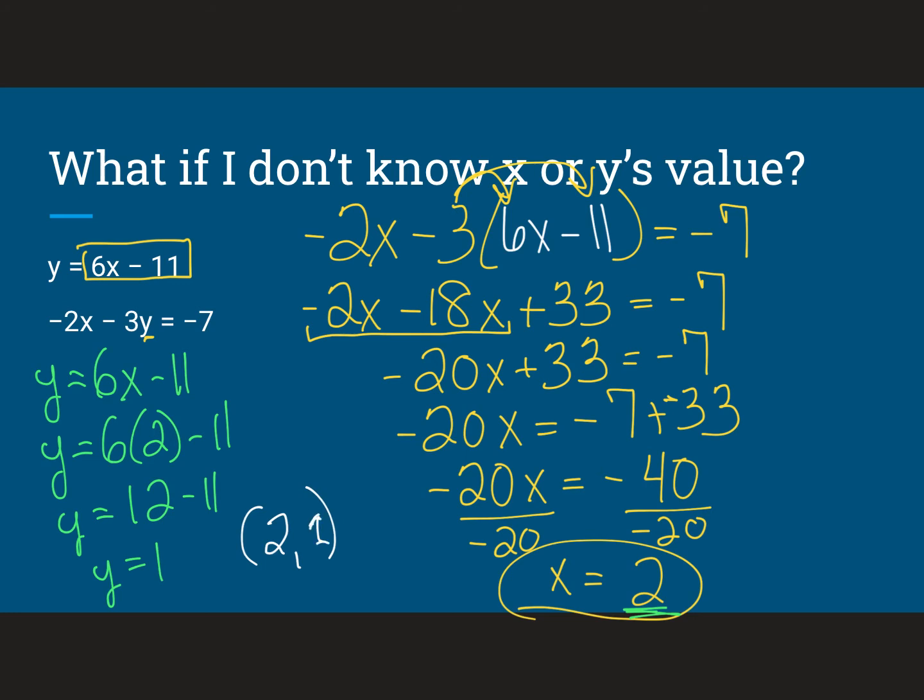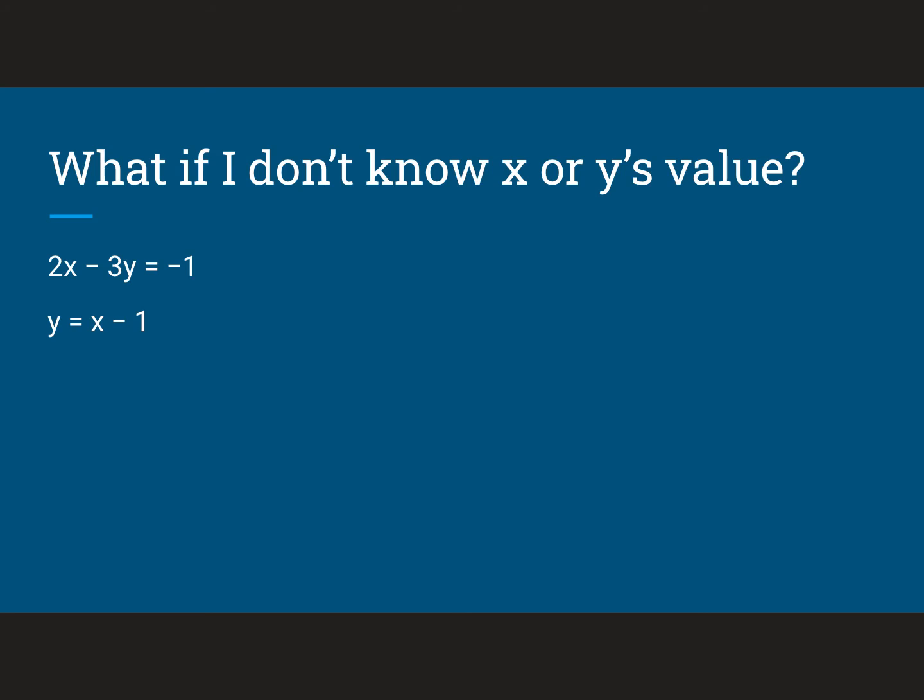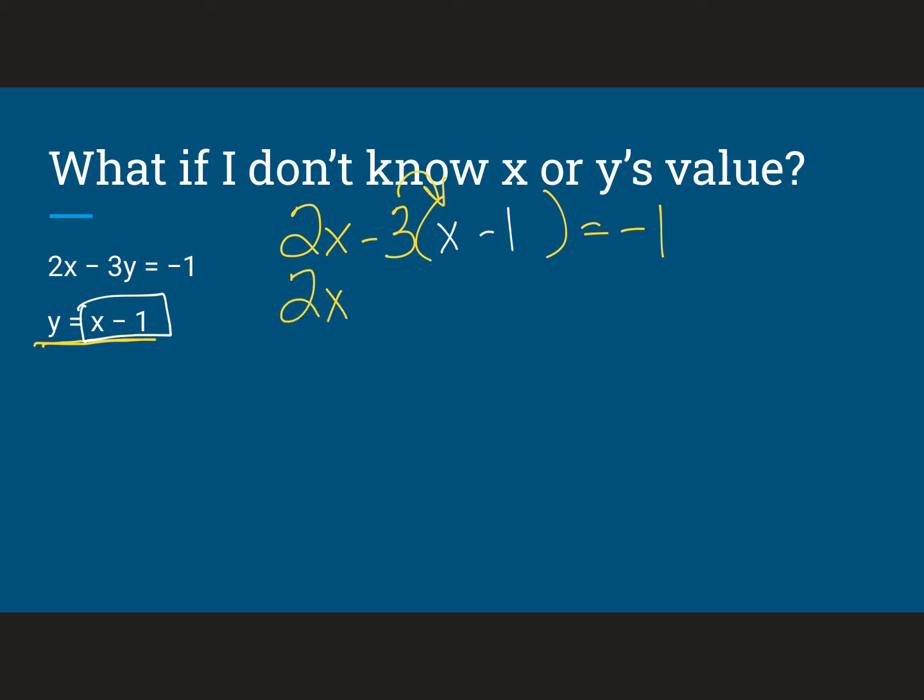Okay, let's try another couple of examples. Here's another one. Again, I don't have a numeric value for y. I do have an expression. So I'm going to put that in here. So I'm going to do 2x minus 3 times something equals negative 1. That something is going to be x minus 1. So I have 2x, and then negative 3 times x is negative 3x. Negative 3 times 1 is positive 3. Equals negative 1.